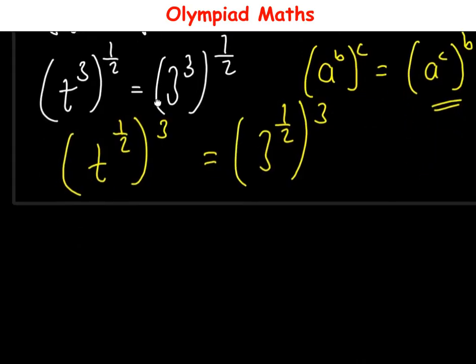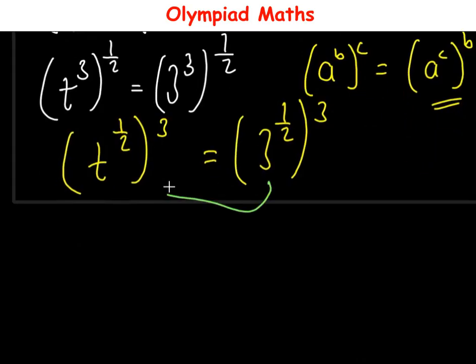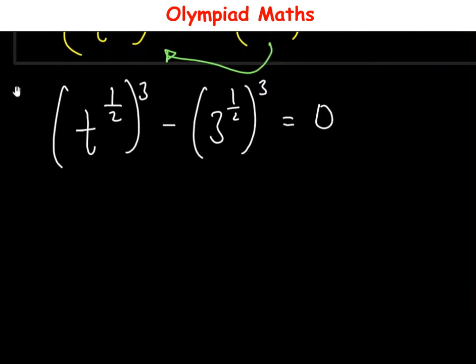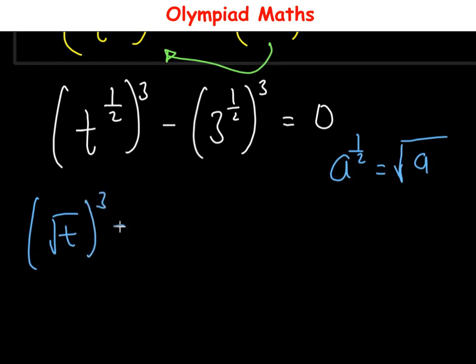So with this, what we are then going to do is to move this over to this side of the equation, such that this becomes, in bracket, t raised to power half all power of 3, then minus, in bracket, 3 raised to power half, then all power of 3 is equal to 0. But then don't forget that we said that a raised to power half is equal to the square root of a, right? So reversing this becomes, in bracket, square root of t all power of 3 minus, in bracket, square root of 3 all power of 3 is equal to 0.